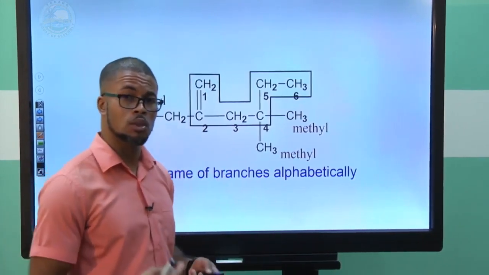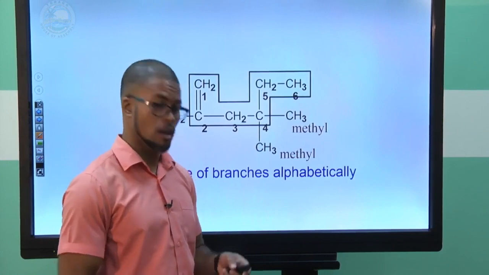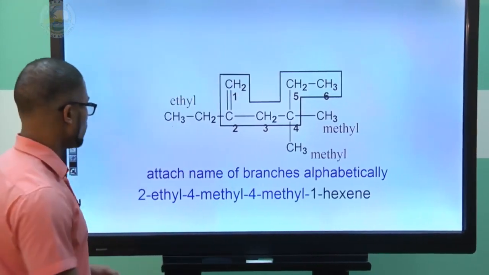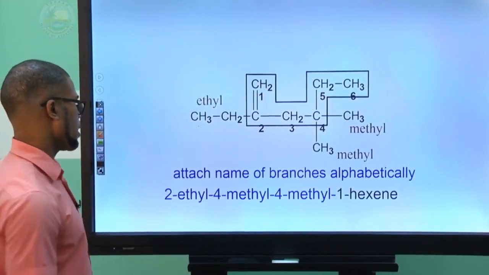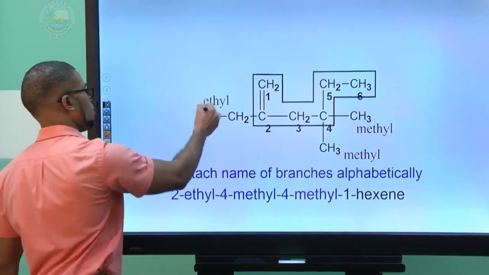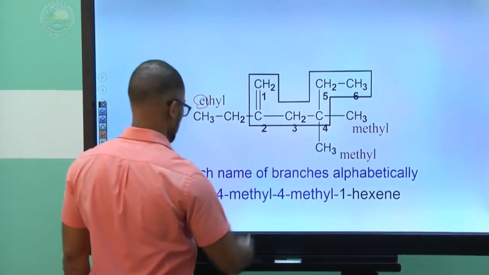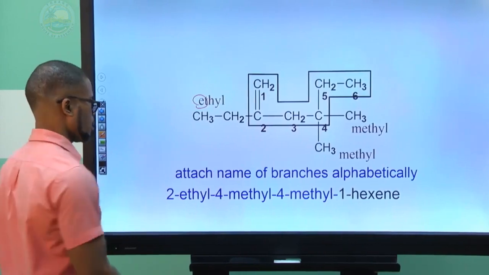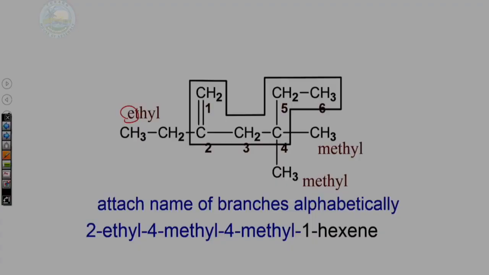But even if they do, you know exactly what to do. All right? So one, we name them in alphabetical order. E, of course, is before M, so we're going to put ethyl before methyl. And what carbons are the methyl and the ethyl on?